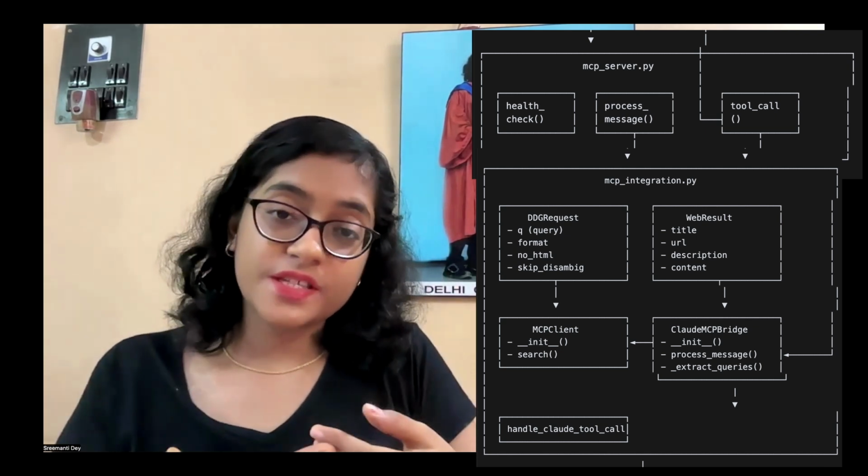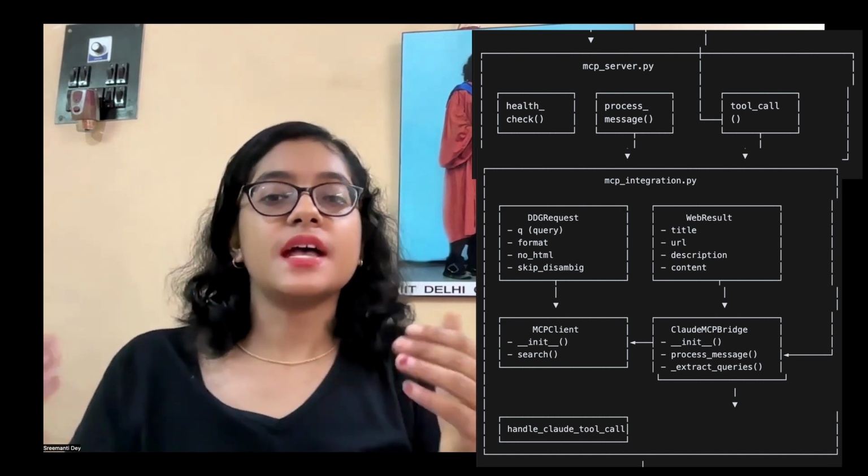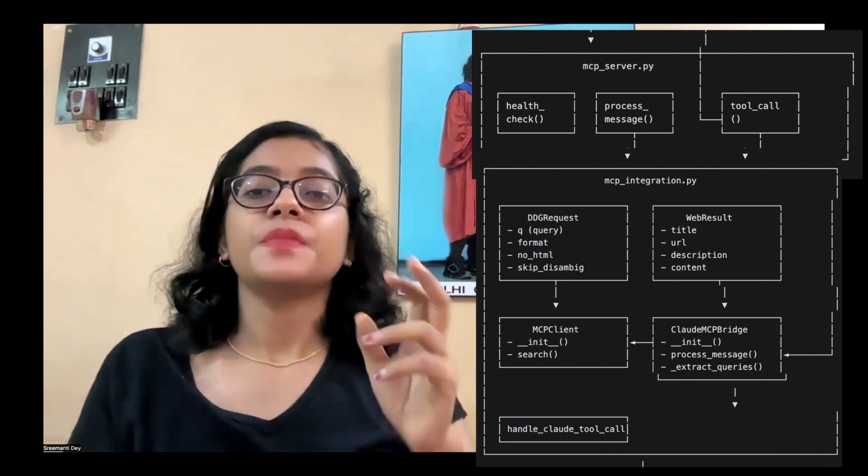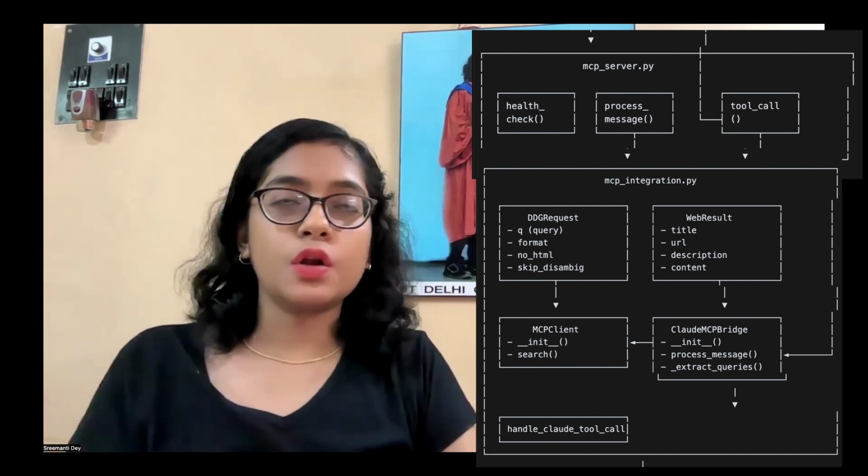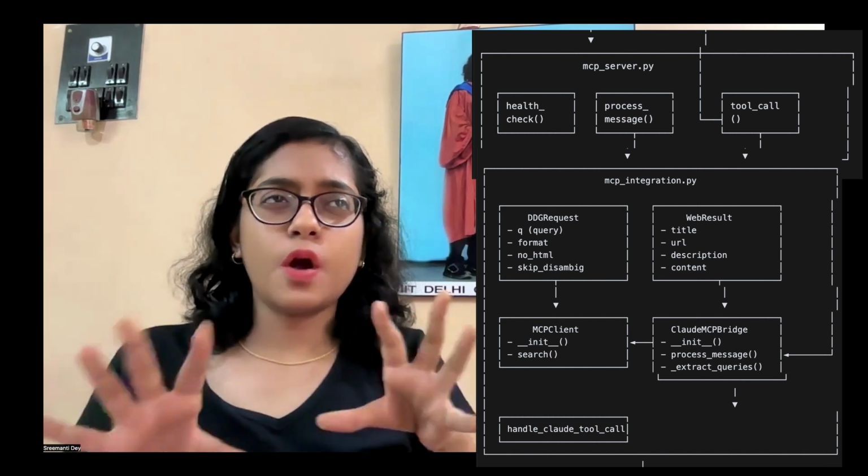And from there, it's going to extract "quantum computers" as the query that we are going to search for. So this is what Claude will do. We'll need a Claude call, because suppose it's a very, very complicated request.